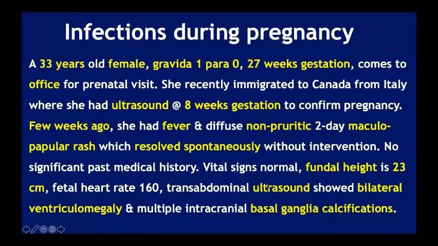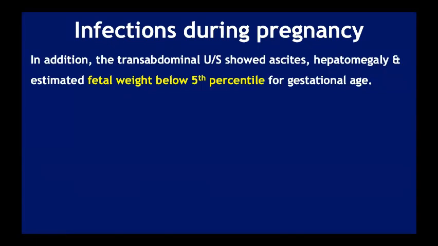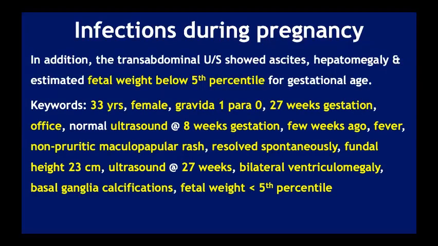Vital signs are normal. Fundal height is 23 centimeters. Now take care of the discrepancy between the fundal height and the gestational age. Gestational age is 27 weeks and the fundal height is 23 centimeters. Fetal heart rate 160, transabdominal ultrasound showed bilateral ventriculomegaly, multiple intracranial basal ganglia calcifications. In addition, transabdominal ultrasound showed ascites, hepatomegaly, and the estimated fetal weight is below the 5th percentile. So these are the keywords collected for you.